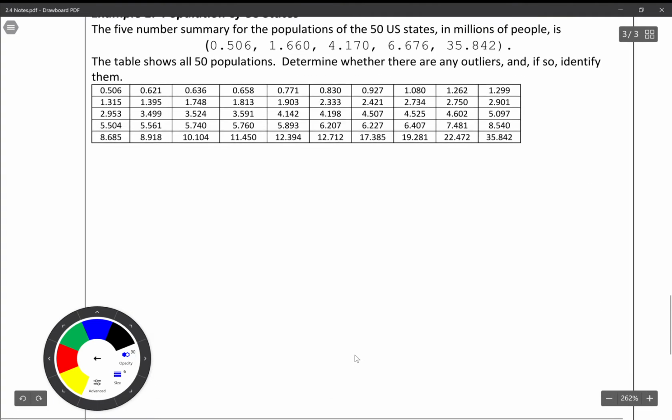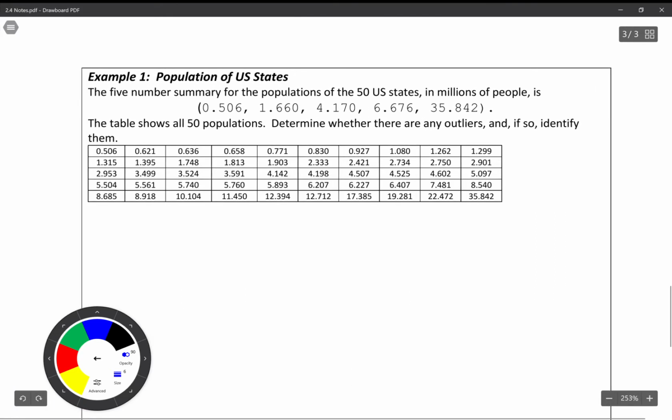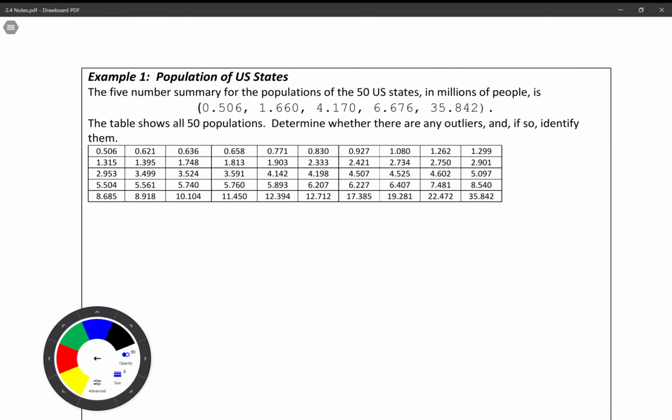Now let's go down here. This is the main thing, and this is what I would ask you to do on a test or looking at the Flint water crisis or things like that. You have a 5-number summary. You have all 50 populations. Determine whether there are any outliers, which I didn't give you the states, but these are the populations. Are there outliers?